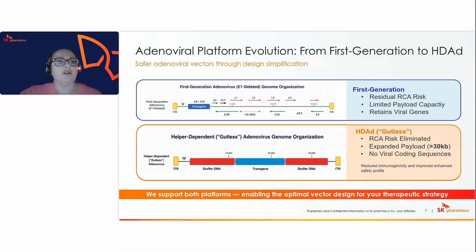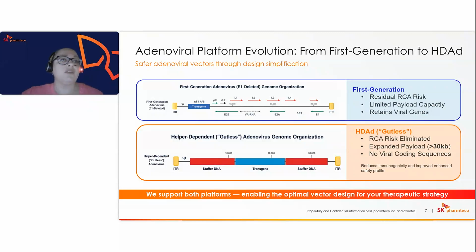So I want to talk about some of the platforms we support first. This slide highlights the evolution of the adenoviral vector design from first-generation systems to helper-dependent adenovirus, or HDAd, which sometimes is referred to as gutless vectors. In the first-generation adenoviral vectors, at the top here, you see the E1 region is deleted to make the vector replication deficient. However, these vectors still retain several viral coding regions, so because of that, there's still some risk of replication-competent adenovirus, or RCA, formation, along with increased immunogenicity and limited payload capacity.